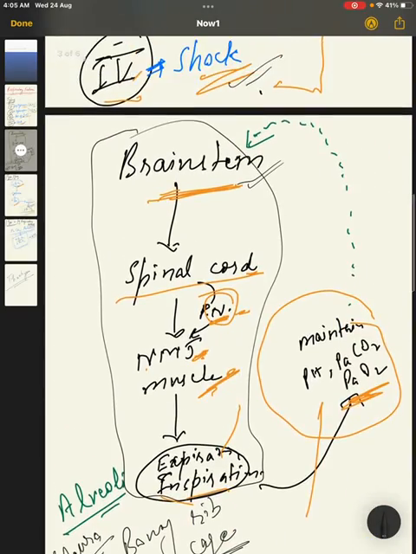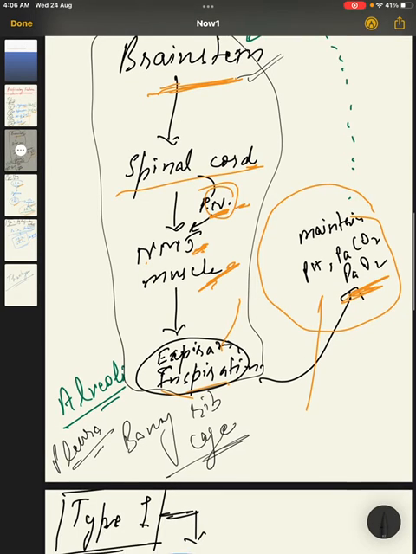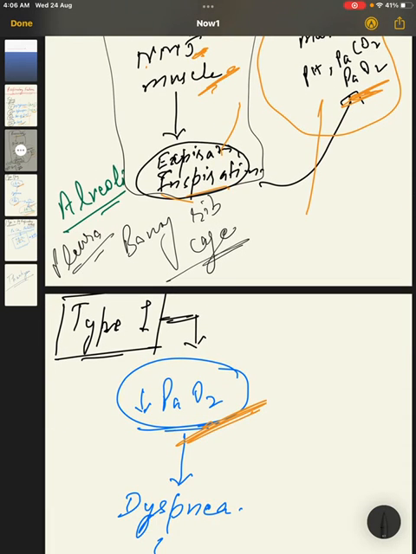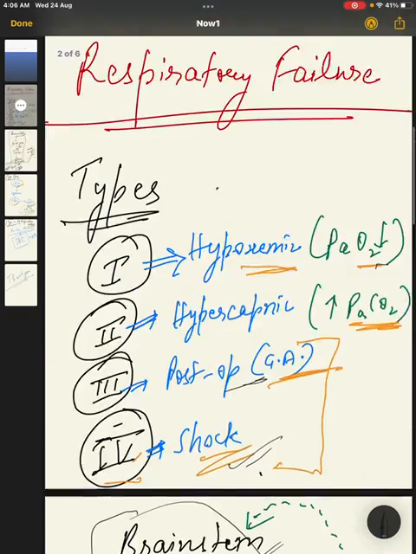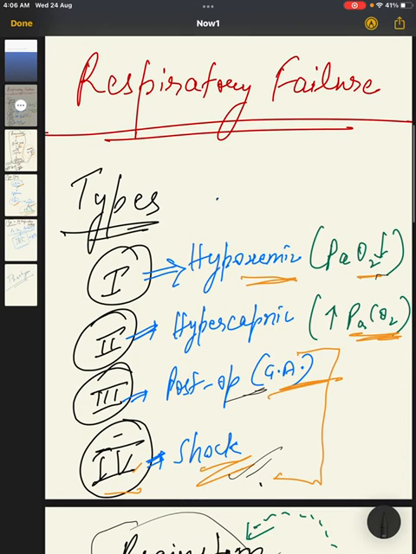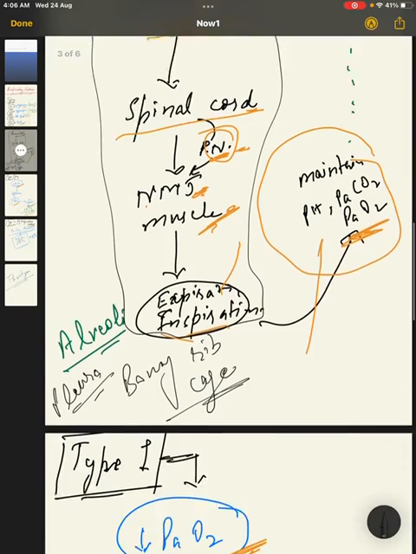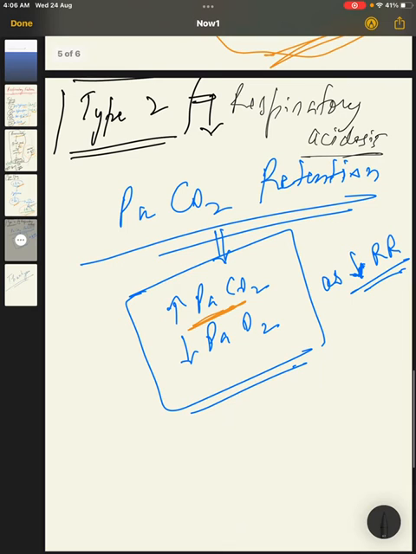So please keep in mind this diagram. It is very important, because all the causes and the basis of difference between type 1 and type 2 respiratory failure is very clear here. This portion is involved in type 1 respiratory failure. So again, just keep in mind these two things. Type 3, type 4: only these 1-2 points, the surgical patient and the shock patient. Type 1 is hypoxemic, type 2 is hypercapnic, and this loop; and the result is respiratory alkalosis in type 1, and type 2 is respiratory acidosis.